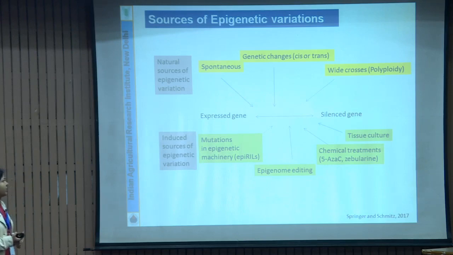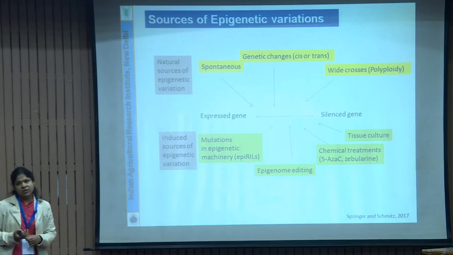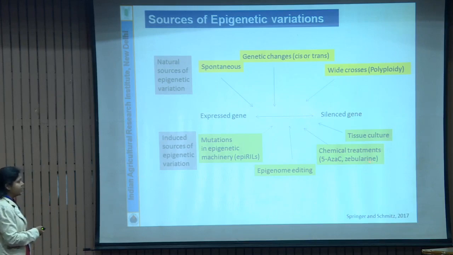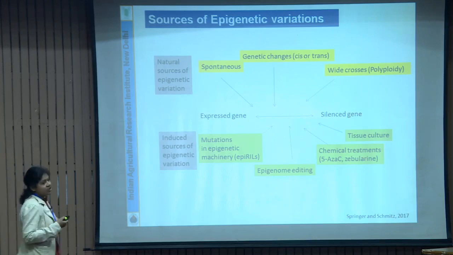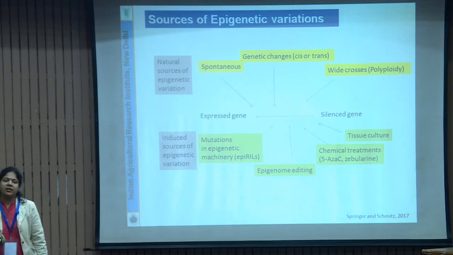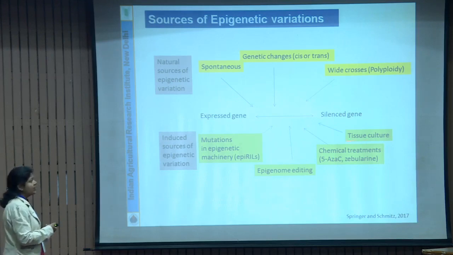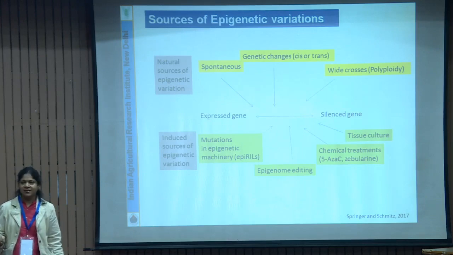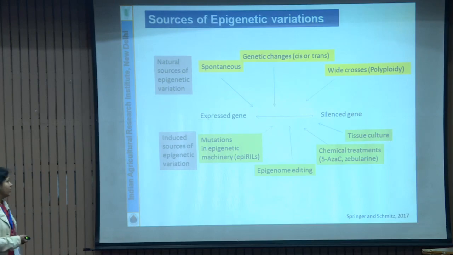Induced sources of variation include some mutations which we can create by treatment with certain chemicals like azacitidine and zebularine. Such kind of chemicals, when treated upon DNA, may cause mutations in the DNA, not in the sequence, but in methylation patterns and histone modifications. When tissue culture plants are generated or some clonally propagated plants are produced, they may also sometimes lead to spontaneous changes in phenotypes that could be attributed to epigenetic changes also.